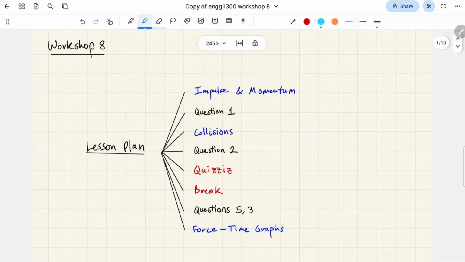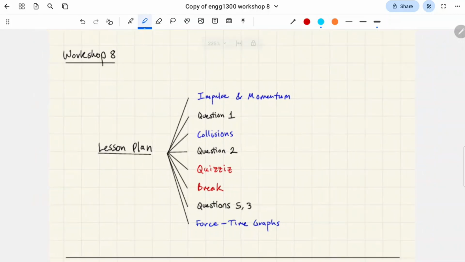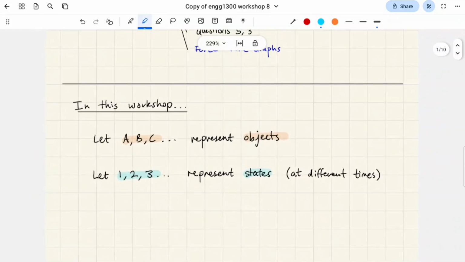I guess the difficulty of this topic is that questions can come in so many different forms, right? So before we get started, I just want to clarify some notation which I'm going to be using in this workshop, because you'll see that even in the solutions provided by the school, or if you find your own questions, or even my extra practice questions, some of them might not have consistent notation. But for this workshop, I'm going to be presenting everything with this notation.